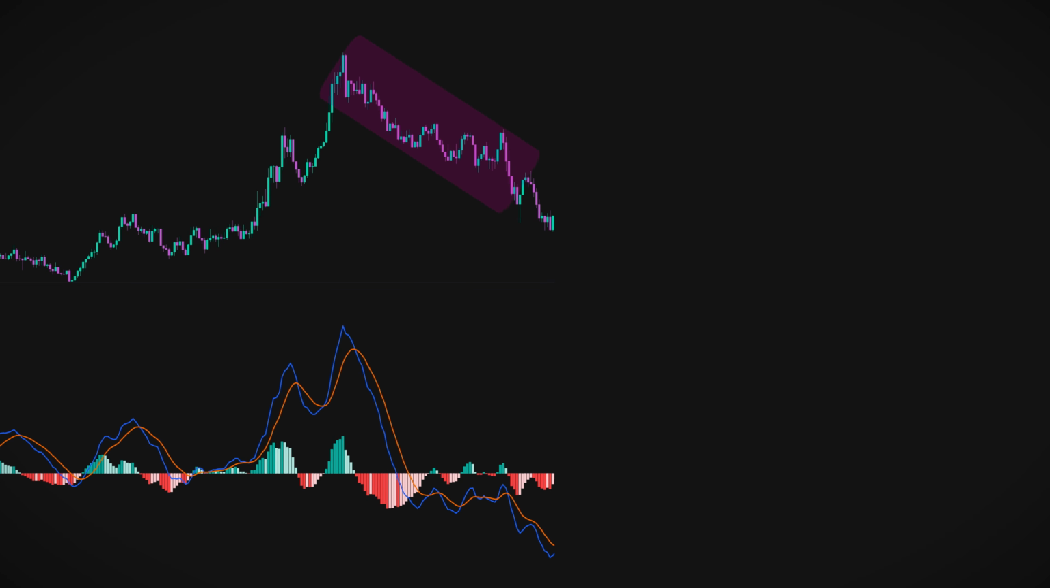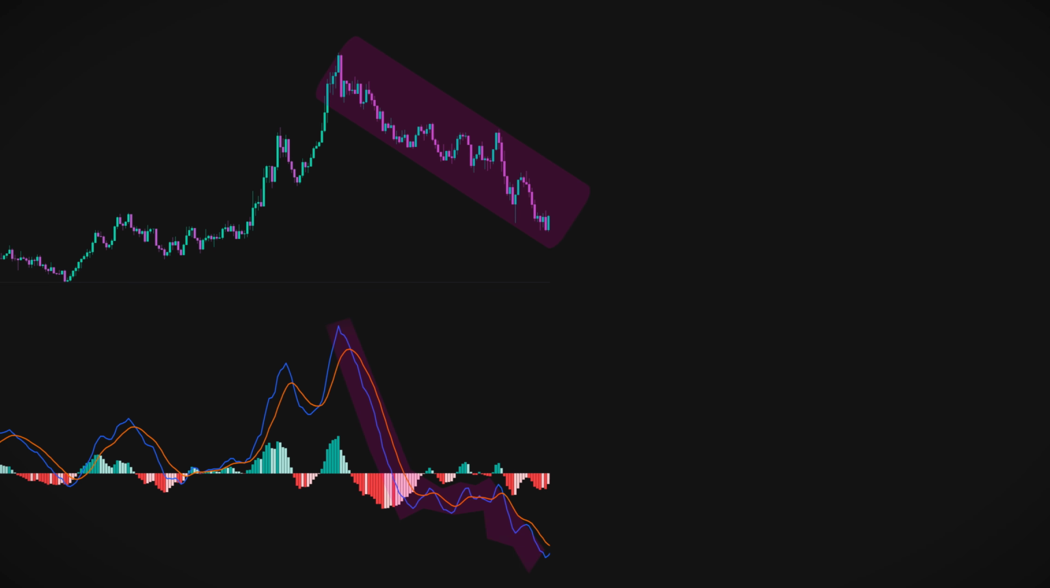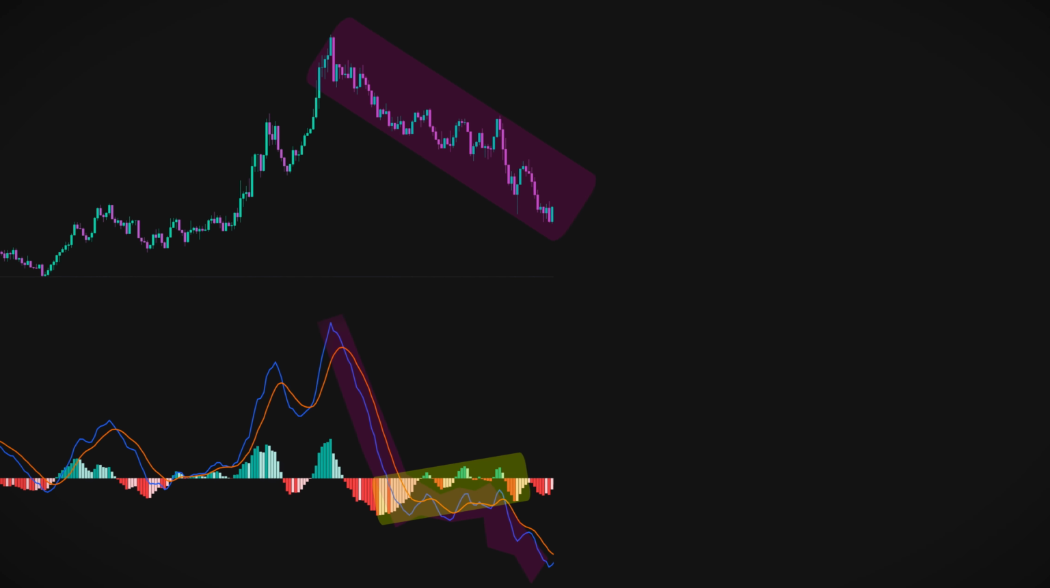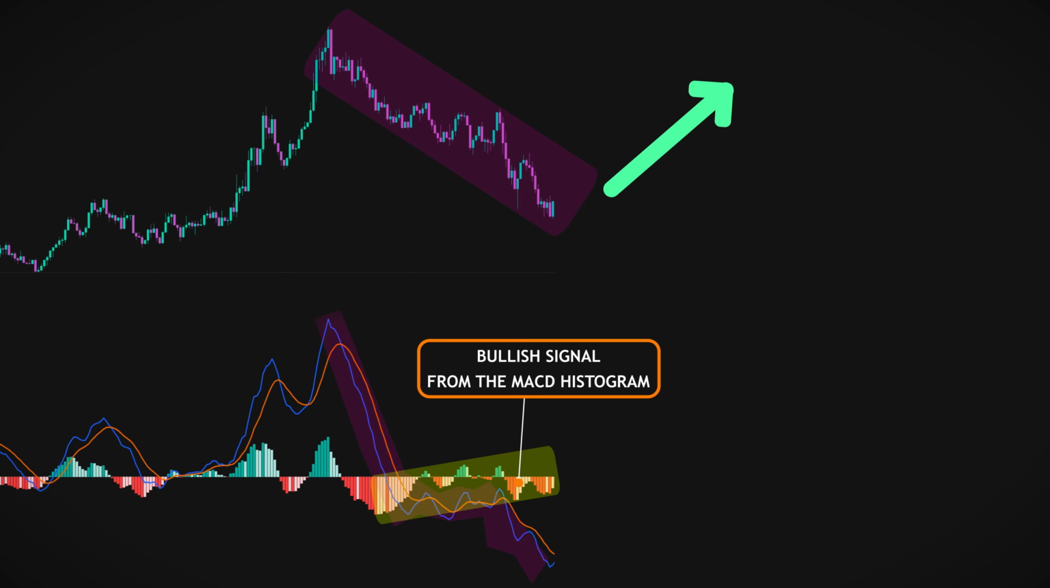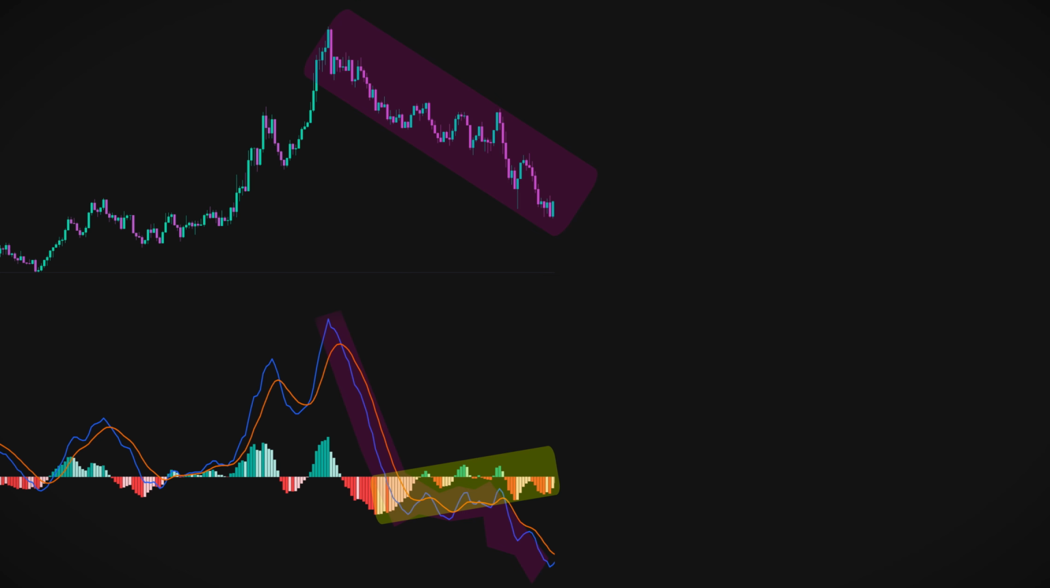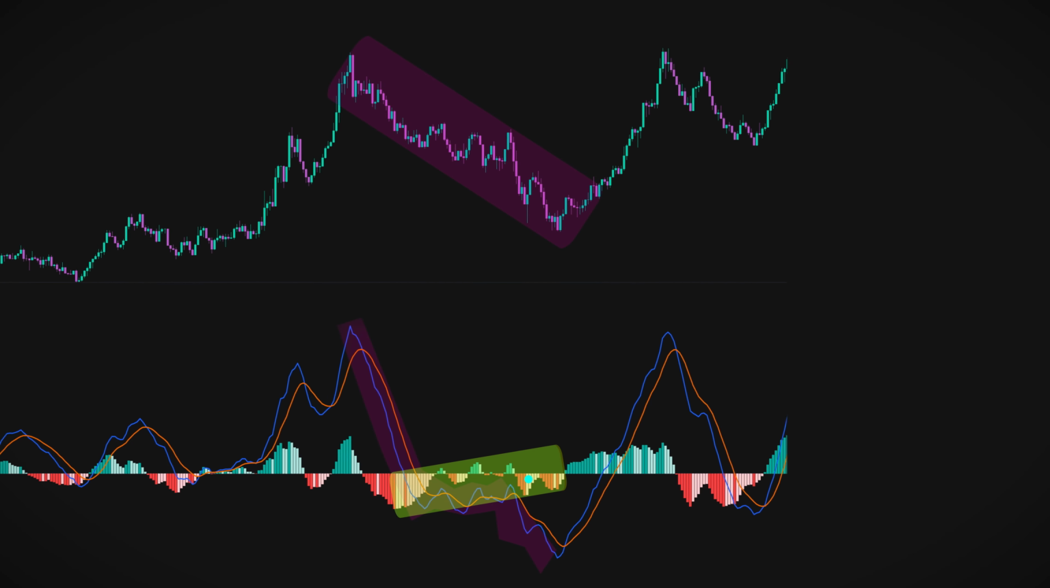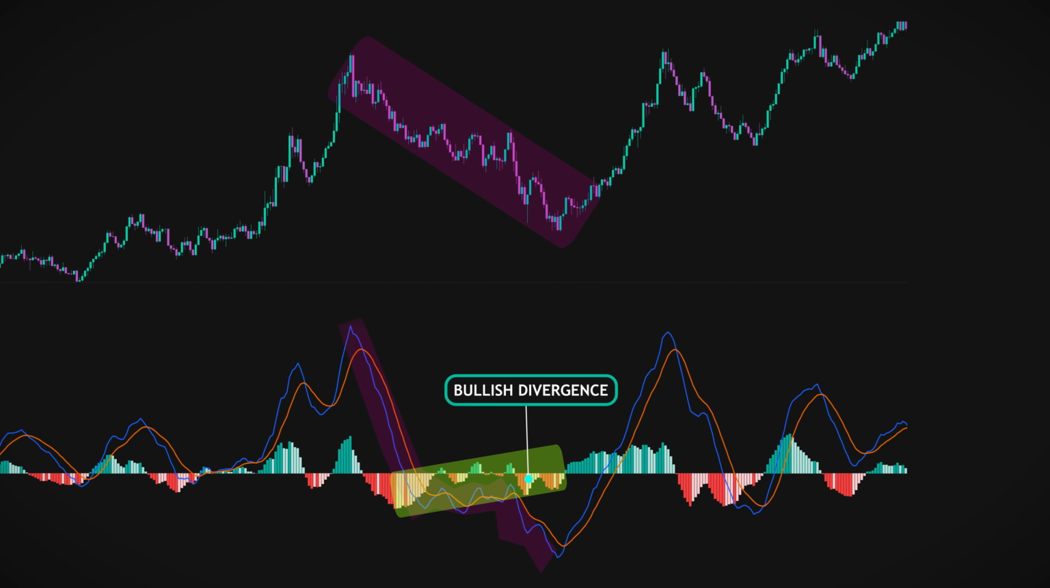If the price of the stock is falling, the MACD is also declining, but the histogram starts moving upwards. This indicates a divergence in the histogram. Such a divergence suggests that there may be a reversal, and the price is likely to increase. As shown in the chart, the price indeed went up after this divergence. This is known as bullish divergence.